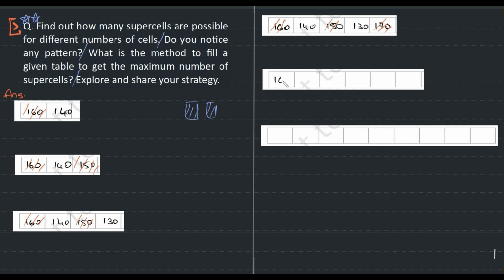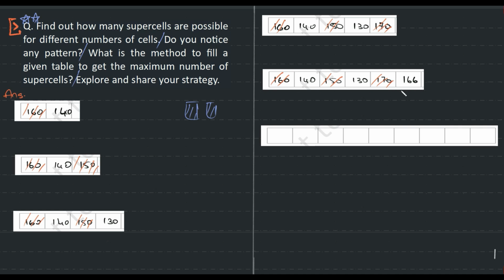Then again, the next one, 160, 140, 150, 130, 170, and 170 has to be the supercell for me. So I'll go with 166. So 1 supercell, second, third. Even if I shift around, if I shift 170 to that side, will I get more supercells? Let's see, 170 over here. So this can't be the supercell. I want the ends to be supercells, and in between I'll get 1. Whatever I do, I end up with this.